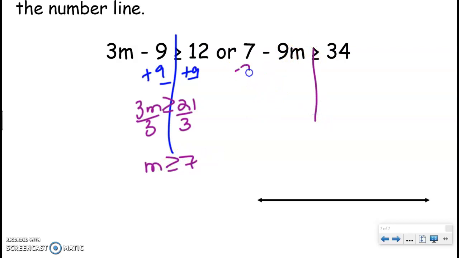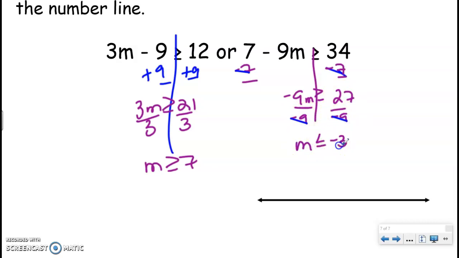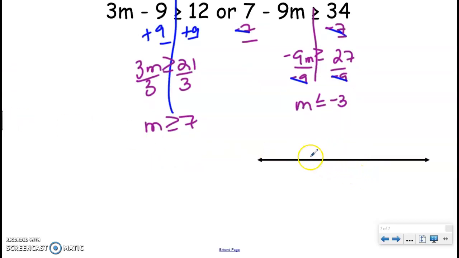For the second one, we're going to subtract 7 from both sides to get negative 9m is greater than or equal to 27. And then divide by negative 9 on both sides to get m is less than or equal to negative 3. This started as an OR, so we should be able to just put the word OR in the middle. We'll check.